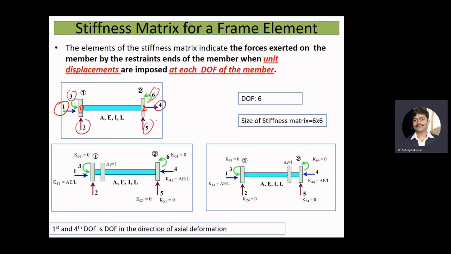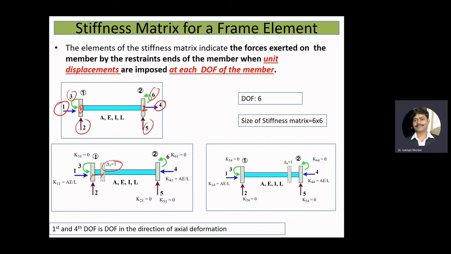Now, if you want to obtain the stiffness matrix for a frame element, we need to apply unit translation or unit rotation in the corresponding degree of freedom, and we need to see what forces are developing in the other degrees of freedom. For example, here we are providing unit displacement in the first degree of freedom. We are going to see what forces are developing in the other degrees of freedom.